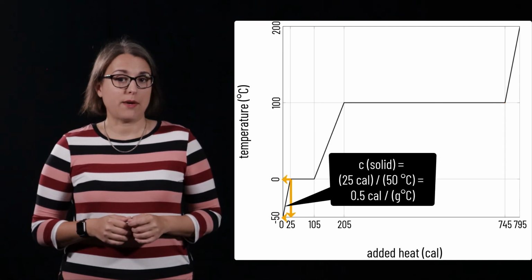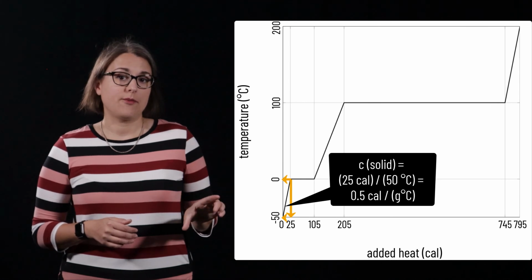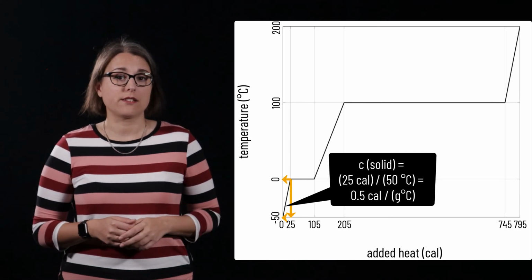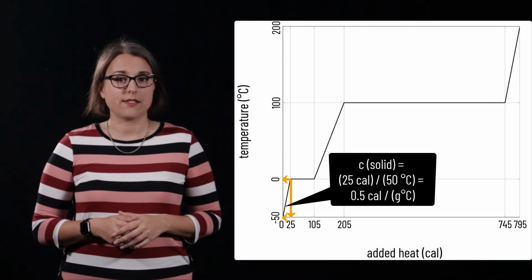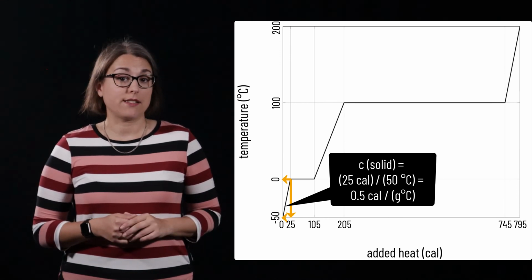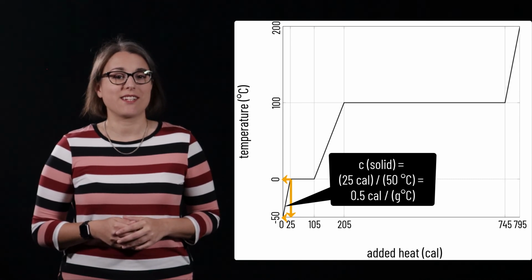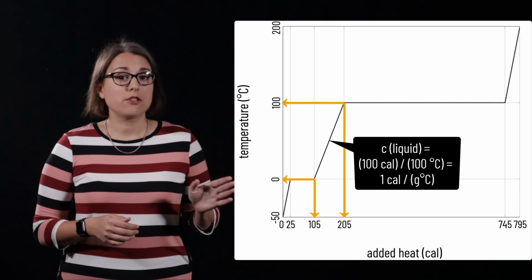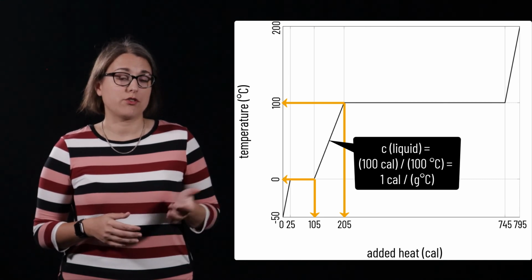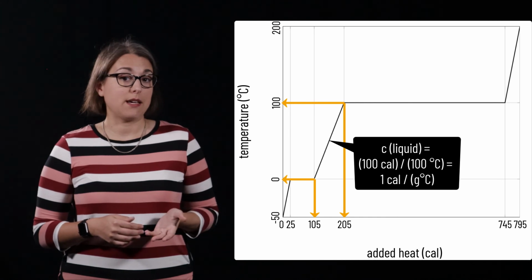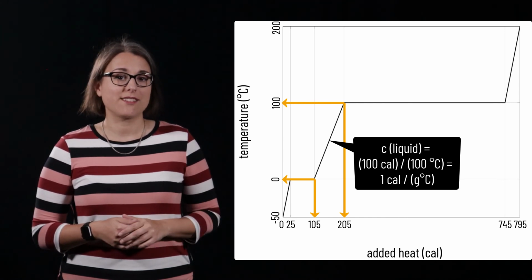The specific heat capacity of the solid form of water, ice, is the amount of heat, in this case 25 calories, divided by the increase in temperature, in this case 50 degrees Celsius. The specific heat capacity of ice is therefore 0.5 calories per gram degrees Celsius. It takes 100 calories of heat to change the temperature of liquid water by 100 degrees Celsius. The specific heat capacity of liquid water is therefore 1 calorie per gram degree Celsius.